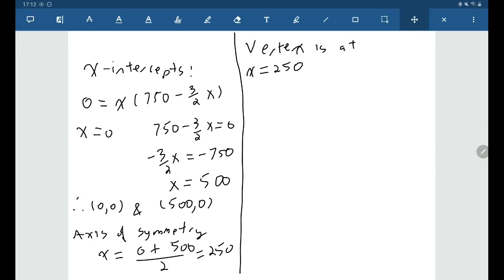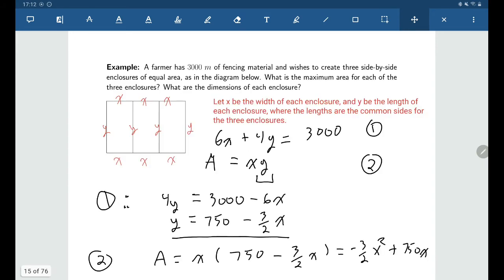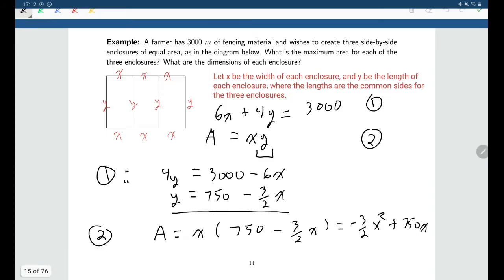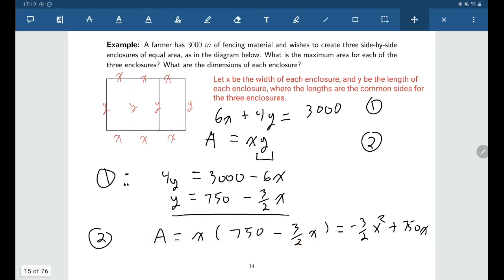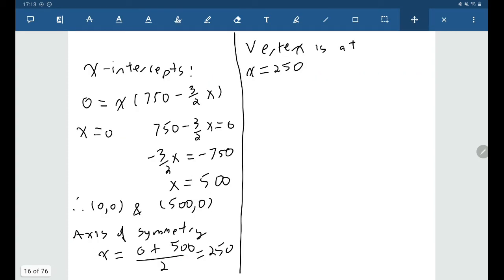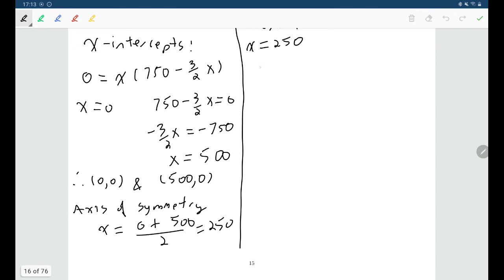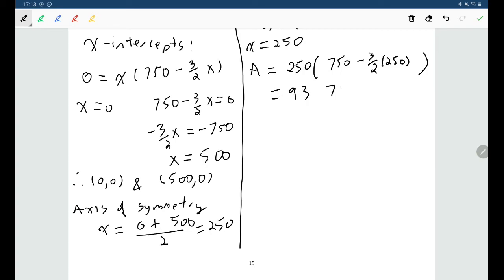Once you know the value of x for the vertex, you can go back to your area equation and put in the 250, and we'll be able to find out what our area is. So if we do that, our area would be 250 times (750 minus 3 halves times 250), which if we run that through our calculator, we get 93,750.